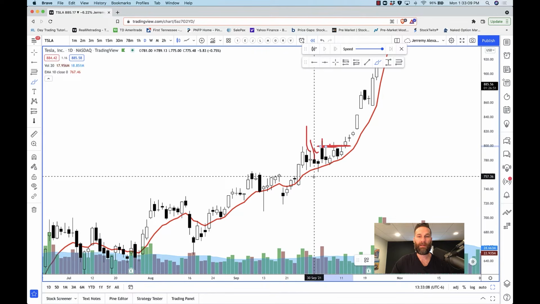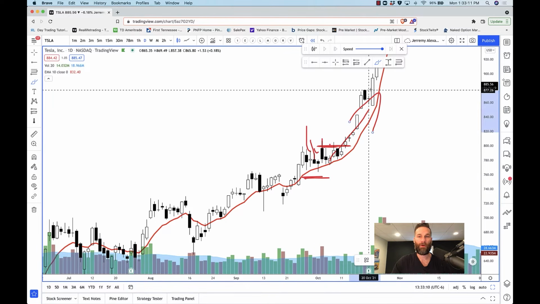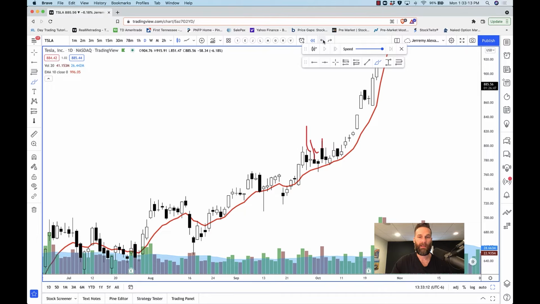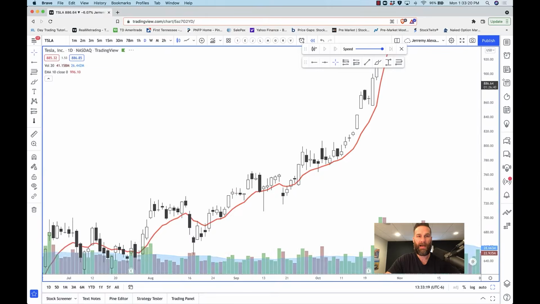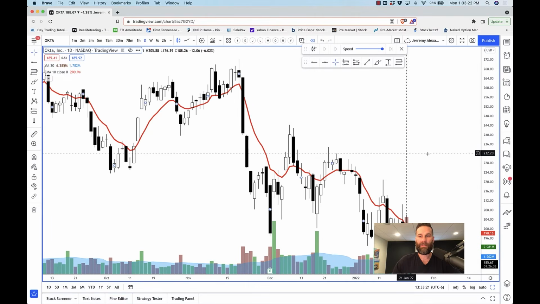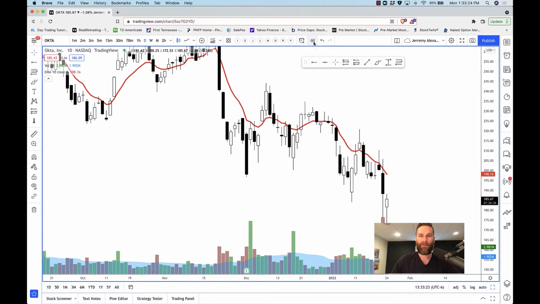Getting in above those bear candles, stop loss somewhere down here, and you write it up for a nice win. Very pretty. Let's go use a few more examples. This was a trade that we took very recently on Okta. Okta, just coming into present day, backing up the time just a little bit.